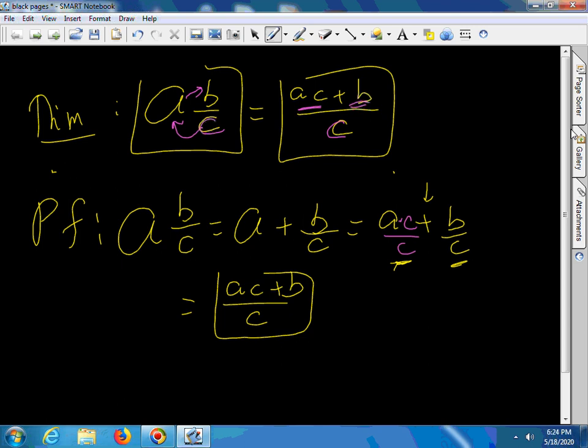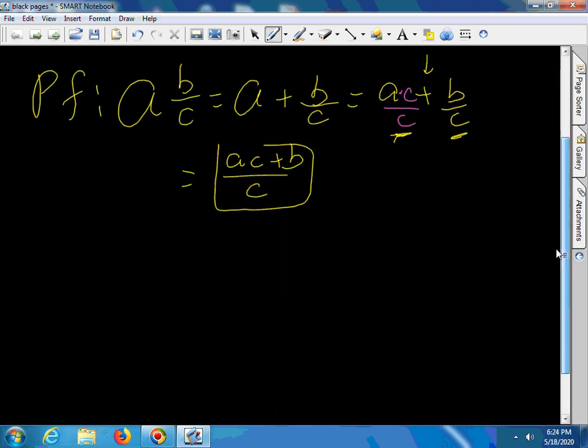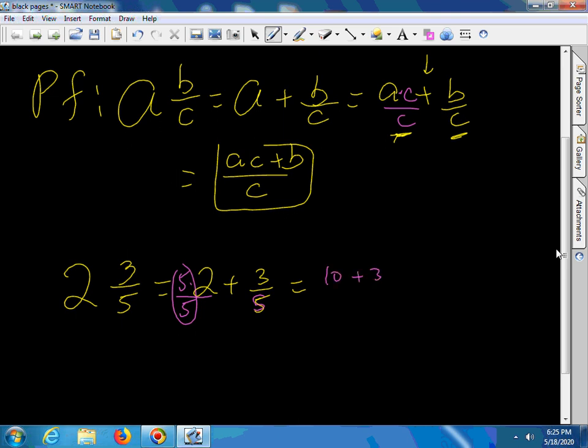Since this is an arithmetic proof, why don't we also show it with numbers? If you have 2 and 3/5, this means 2 plus 3/5. And to get a common denominator, I'll multiply this number over here, top and bottom. And then you get 5 times 2 plus 3 all over 5. 2 times 5 is 10 plus 3 more. You get 13 over 5.